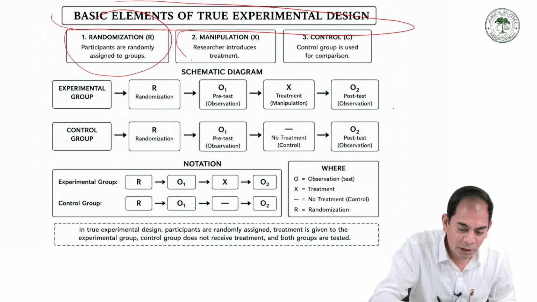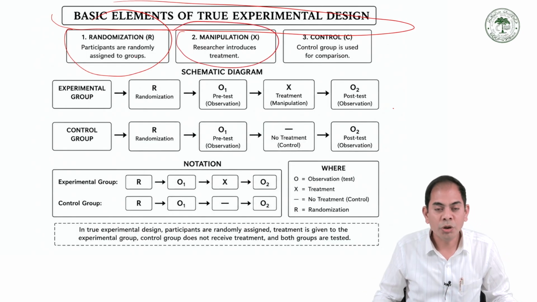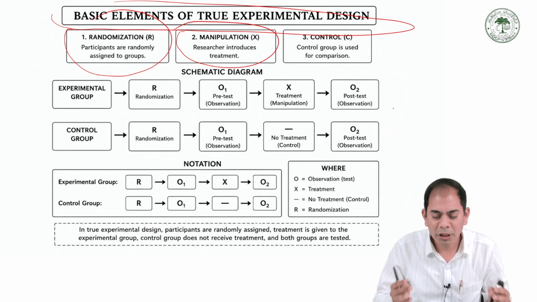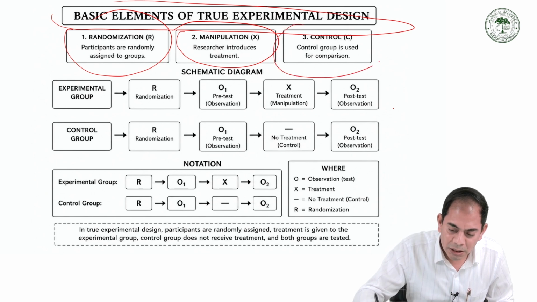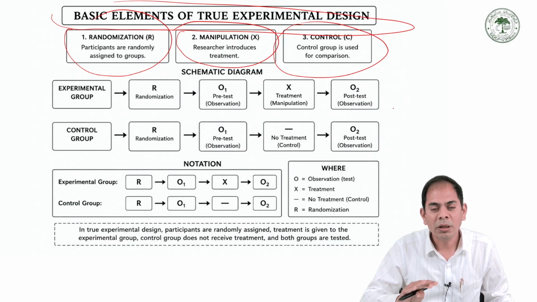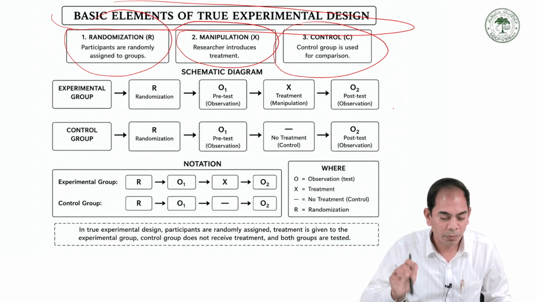Second is manipulation. It means the researcher introduces some kind of treatment, any kind of rehabilitation program, any kind of training. And third important thing is the control group, which is used for comparison. Control group means no treatment is given to this group.